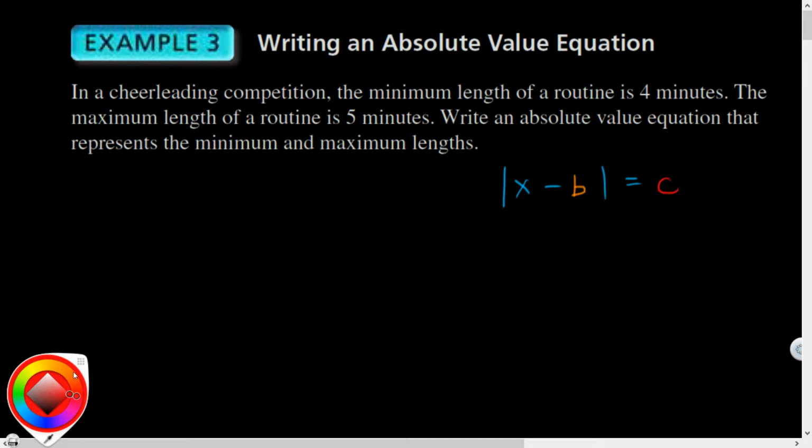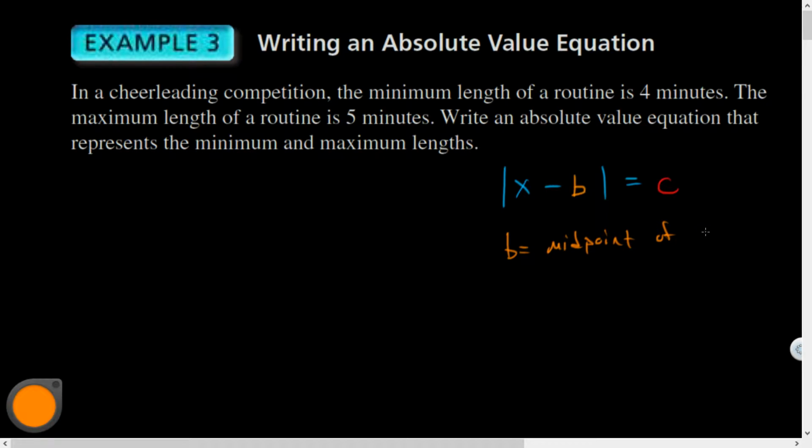So b is the midpoint of the solutions, because most absolute value equations are going to have two solutions. And c is the distance b is from those solutions, or the distance those solutions are from b, whichever way you want to think about it. So when I want to solve this, the minimum length is 4.